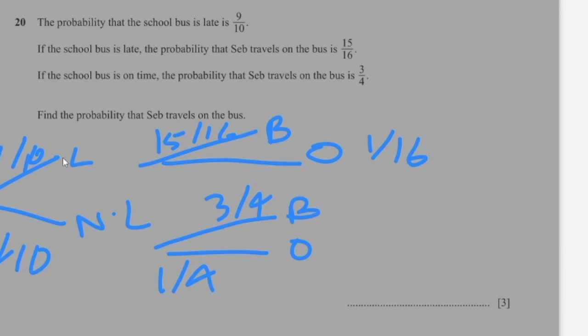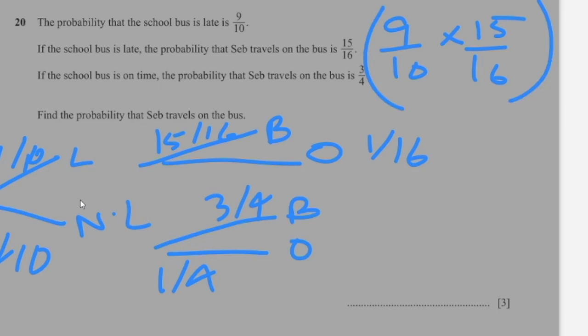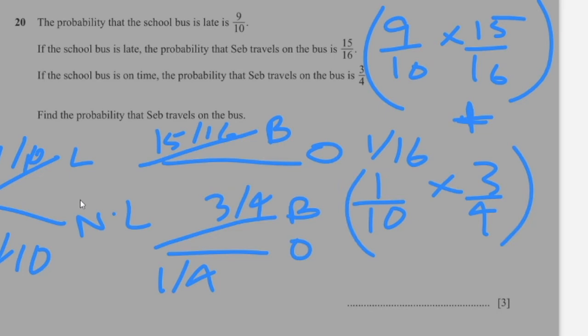Okay, so he's going to be traveling on the bus in two scenarios, either when the bus is late and then he travels on bus, or in the second scenario he can travel by bus when it is on time. So we have 9 by 10 into 15 by 16 when the bus is late, or, and we'll add over here since this situation has the word or. In the second situation, the bus is not late, so he'll travel by bus. And here we have our probabilities, and the sum of that is 147 over 160.